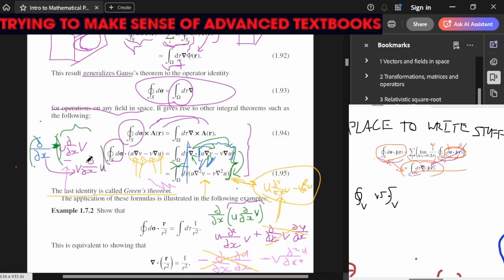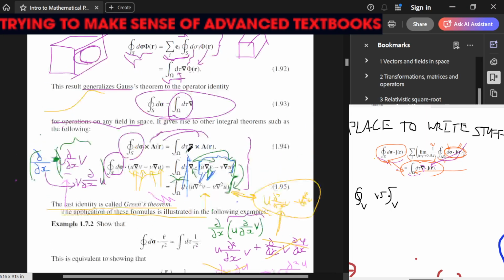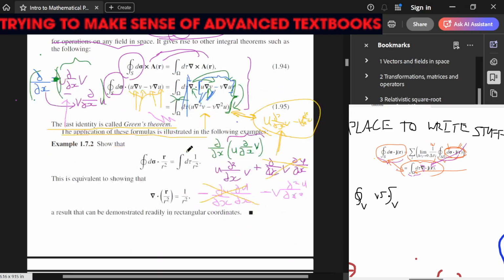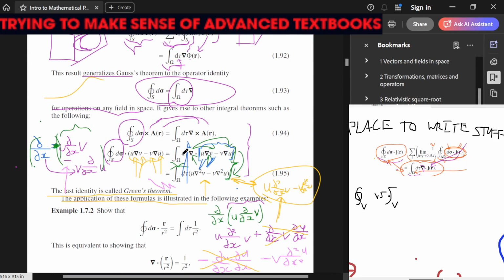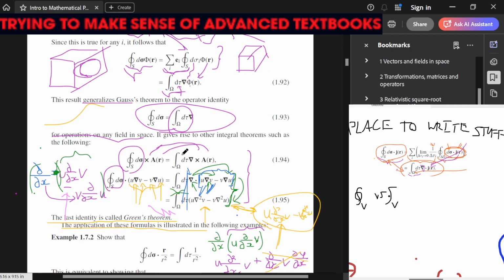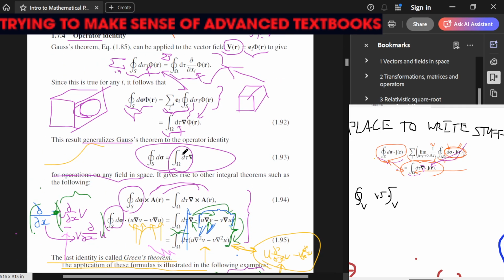What even is a field? Do functions count as fields? That's a word question. We move. The application of these formulas is a certain list of examples. Show that this equals this. I feel like I need another break. This section specifically takes more brain power than normal. I guess I'll take another break.